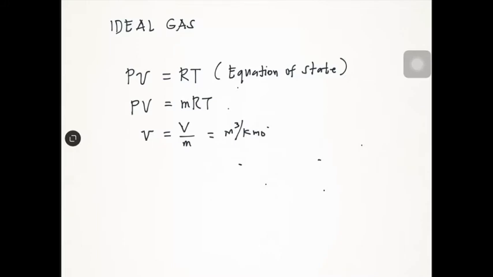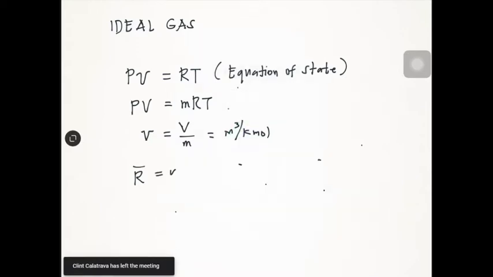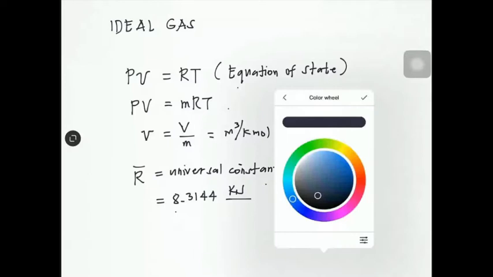And you have this R. Saan na siyang R? You have the universal constant. This is your universal constant. And you have this value 8.3144 kilojoule per kilomole Kelvin.